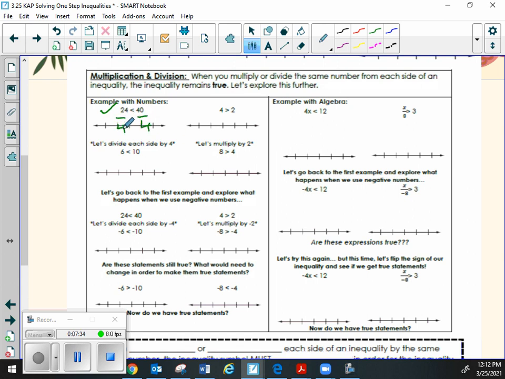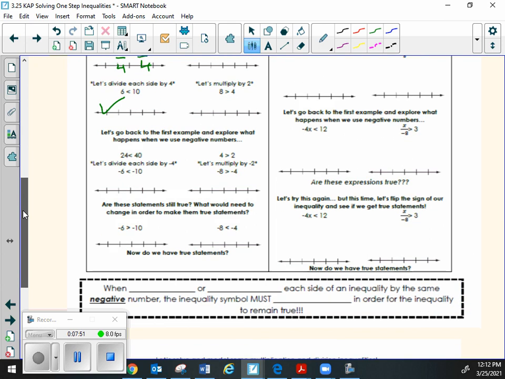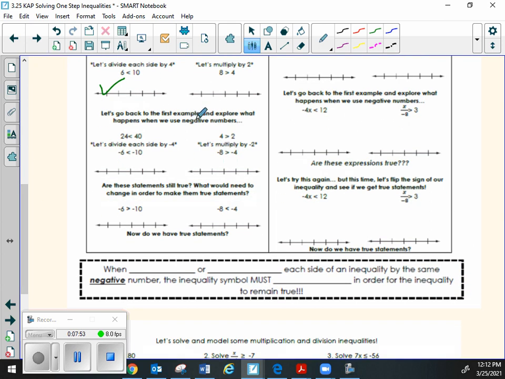24 divided by 4 is 6. It's already there. 40 divided by 4 is 10. It's already there. They brought down the inequality sign. Is 6 less than 10? Yes, that is still true. Okay, so I divided, nothing changed. Okay, but let's see what happens when there are negative numbers.